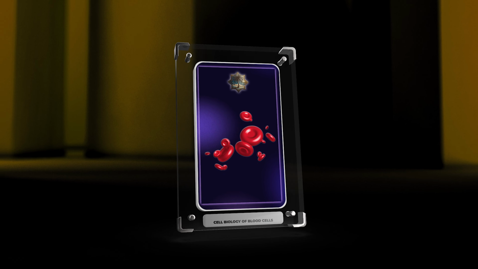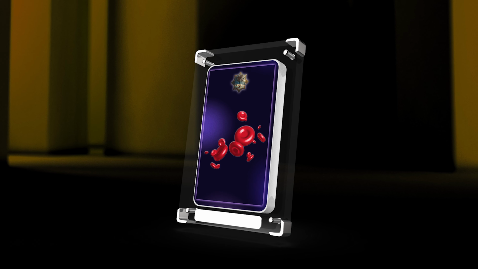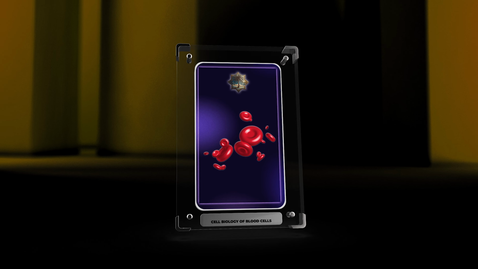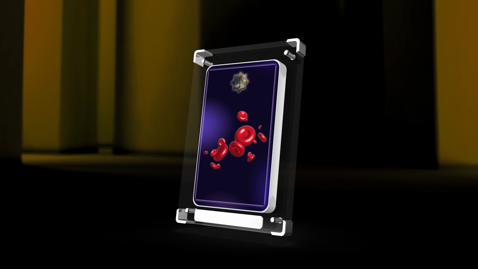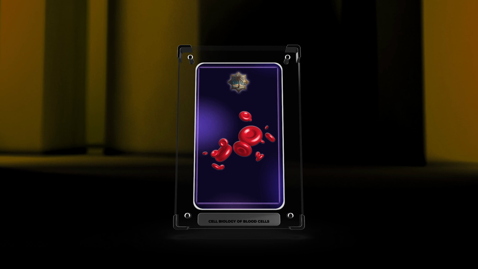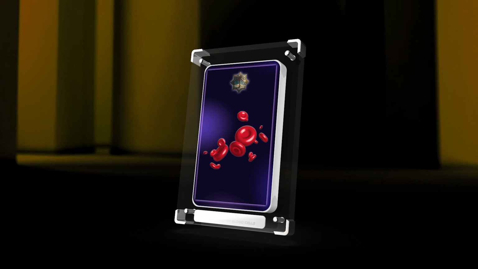As medical professionals, it is crucial to comprehend the complex and detailed world of blood cell biology. This understanding is essential for diagnosing, treating, and preventing blood disorders. Ongoing research in cell biology will continue to provide valuable insights and improve patient outcomes.